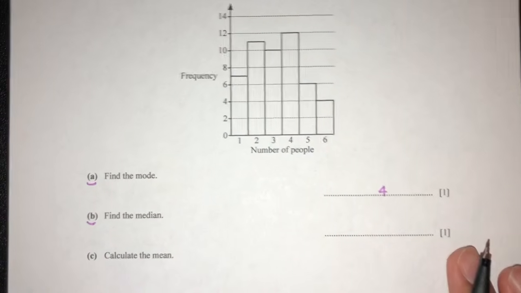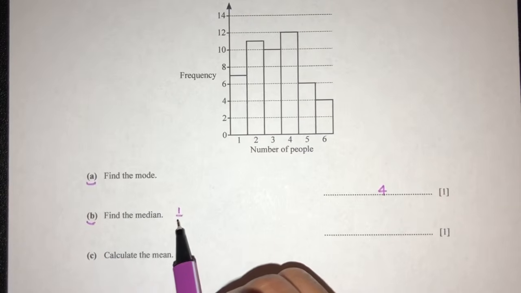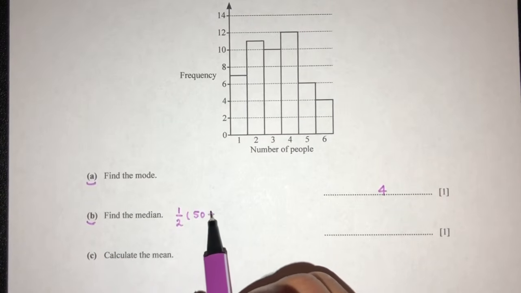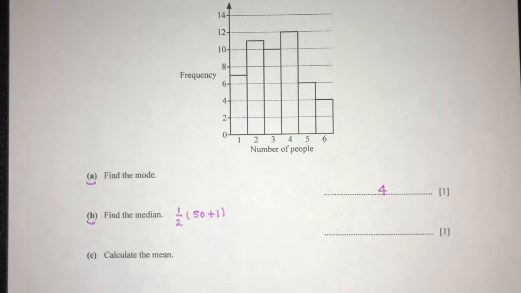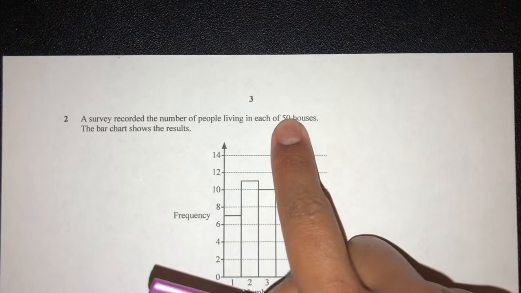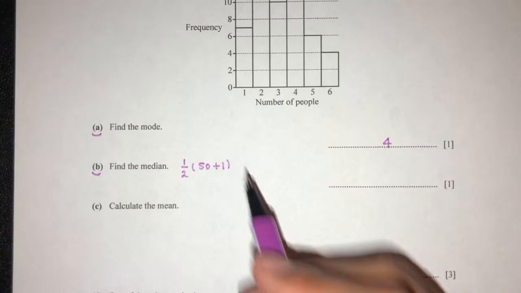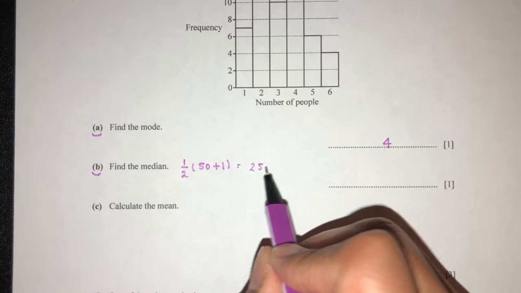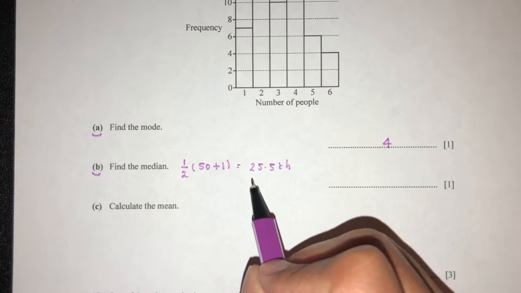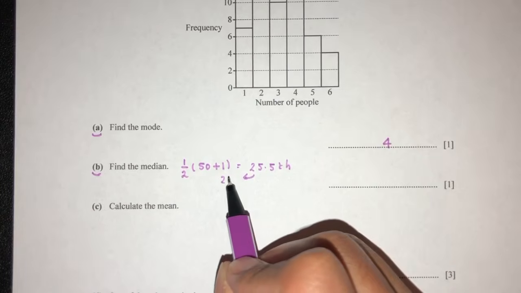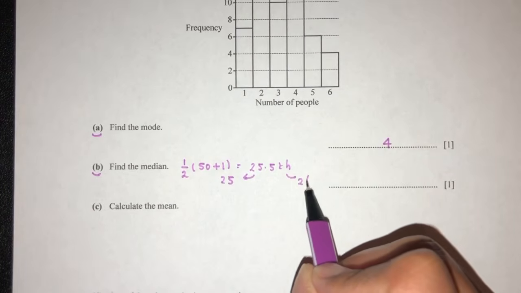The median will be the middle value. That will be half of 50 plus 1. Obviously, this is how you find the median. So you have to take the number of houses, 50, add 1, and divide by 2. That will be the 25th element. Now we understand that before that we have the 25th term, and after we have the 26th term.